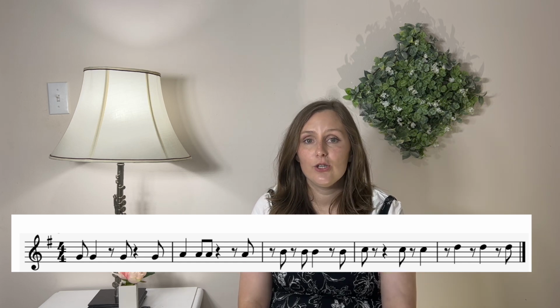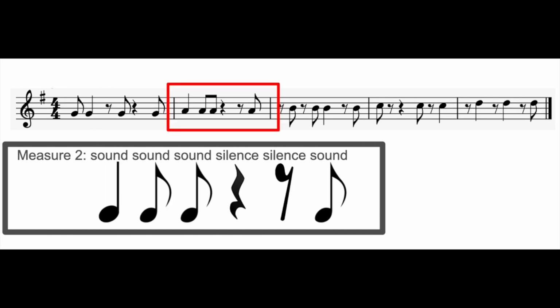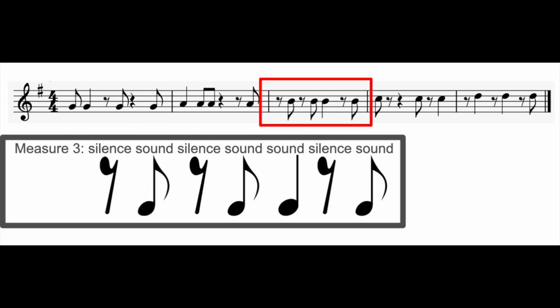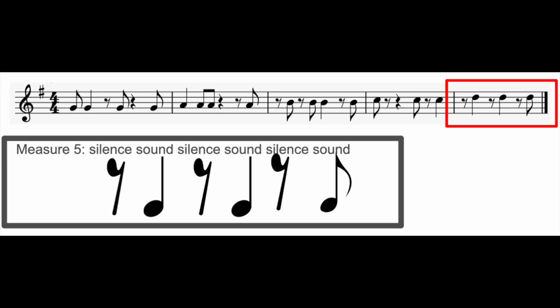I broke this down measure by measure now that we have 5 measures, and each measure not only is different with our rhythms, but we also add a couple extra pitches in there as well. So for measure 1, the sound versus silence pattern is sound, sound, silence, sound, silence, sound. Measure 2 is sound, sound, sound, silence, silence, sound. Measure 3 is silence, sound, silence, sound, sound, silence, sound. Measure 4 is sound, silence, silence, sound, silence, sound. And finally, measure 5 is silent, sound, silent, sound, silence, sound.